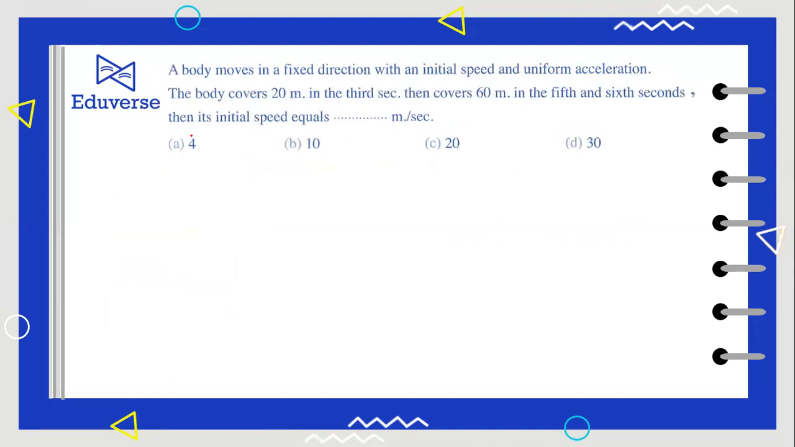And the next one, a body moves in a fixed direction with an initial speed and uniform acceleration. The body covered 20 meter in the third second. S3 minus S2 equals 20 meter. And then it covers 60 meter in the fifth and sixth second. That means the distance of the bigger one minus the distance of the one before the smaller. Smaller is 5, before it is 4, equal 60. Find the initial speed, the V naught. I want to find V naught.